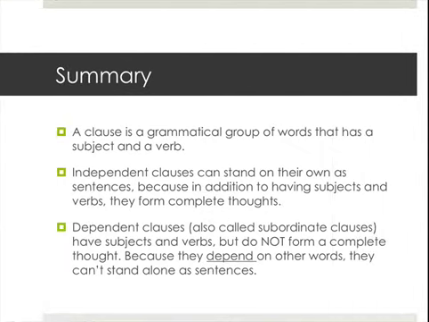So let's summarize. A clause is a grammatical group of words that has a subject and a verb, and there are two major classes of clauses. The first type, independent clauses, can stand all by themselves as sentences because they have subjects and verbs and they form complete thoughts. Dependent clauses, on the other hand, have subjects and verbs, but they do not form a complete thought. You want to know more. Because they depend on other words, they cannot stand alone as sentences.